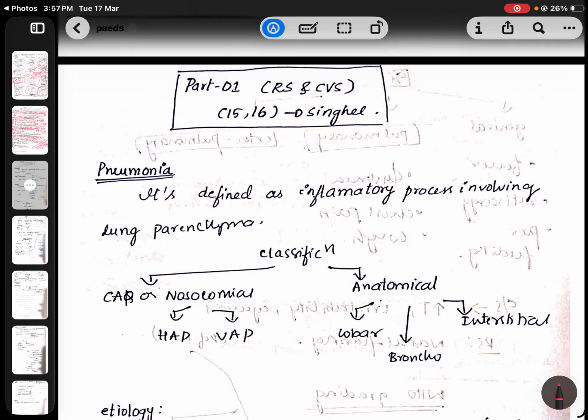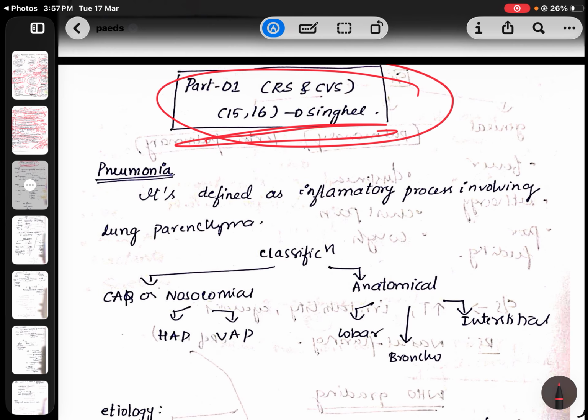Okay, now coming to RS part of it, RS and CVS, I'm considering it as part 1, and it falls under chapters 15 and 16 of CING. So again we will discuss only the things which are actually important. Then the first question which we'll discuss is pneumonia, ARI. Again, I am not discussing much about ARI because you would have already studied it under community medicine.